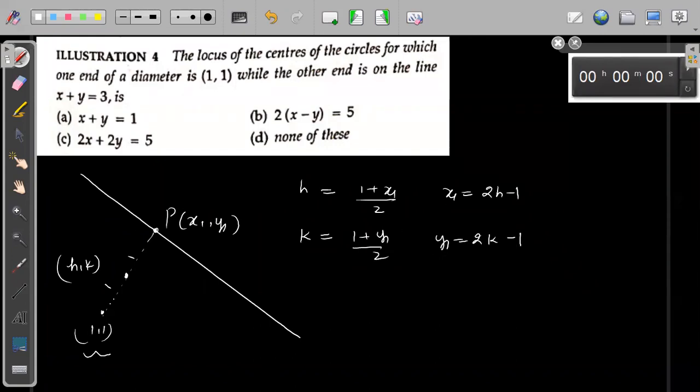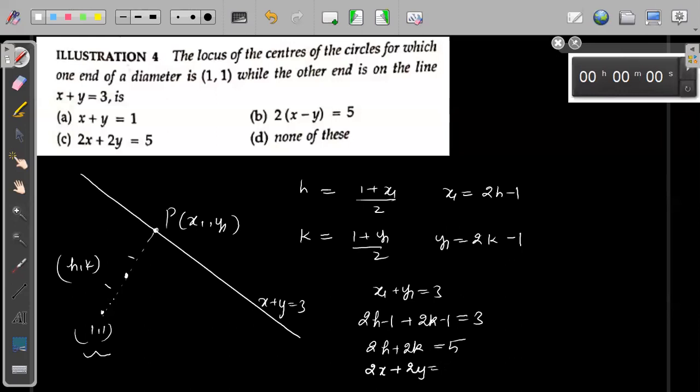Now this x1 and y1 are lying on this line, x plus y equals 3. That means x1 plus y1 equals 3, so I can substitute: 2h minus 1 plus 2k minus 1 equals 3. That means 2h plus 2k equals 5, or 2x plus 2y equals 5. So this will be the locus of the center of the circle. 2x plus 2y equals 5. That means the answer is C.